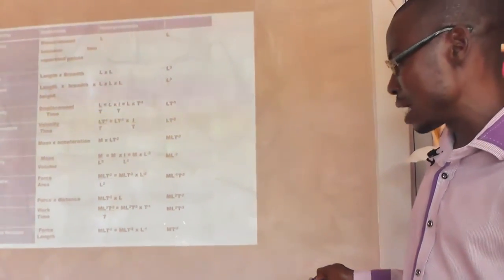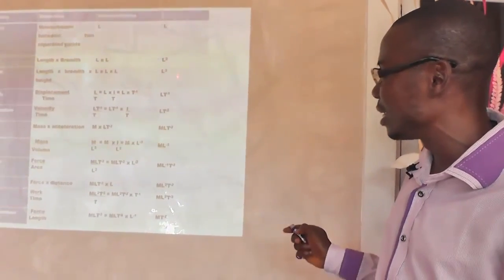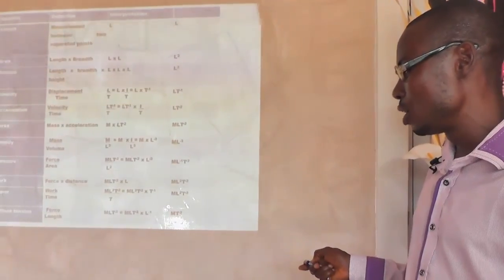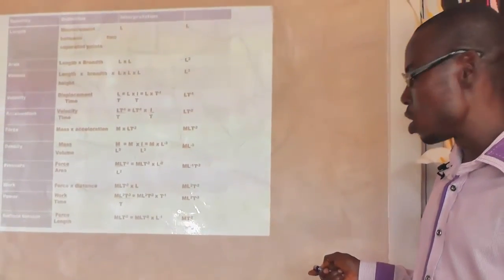Then when you multiply 1 multiplied by M multiplied by T raised to power minus 2, you now have M T raised to power minus 2. That is that as far as surface tension is concerned. Therefore, the dimension of surface tension now becomes M T raised to power minus 2.